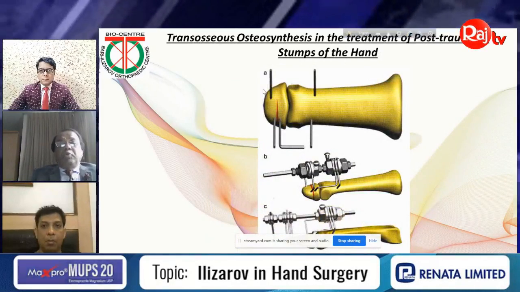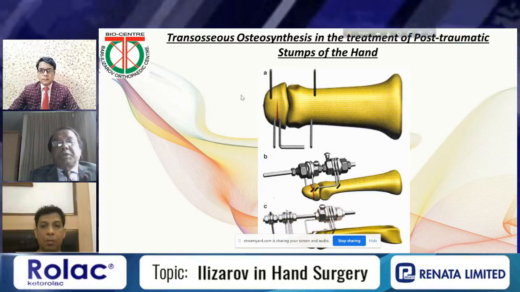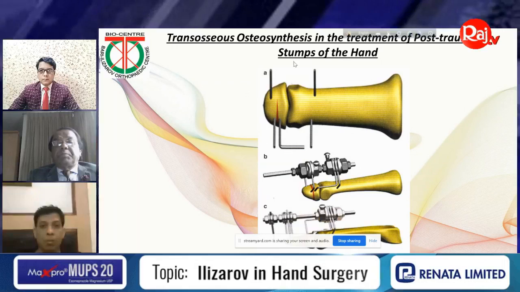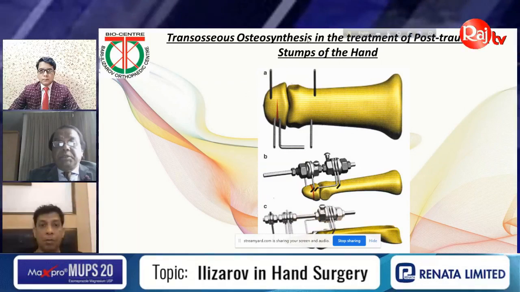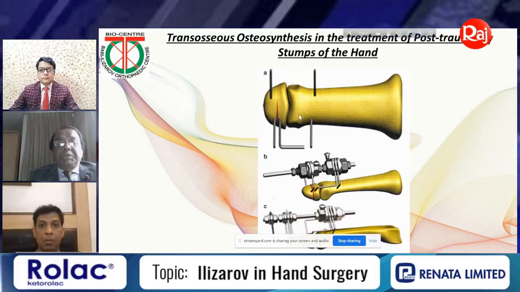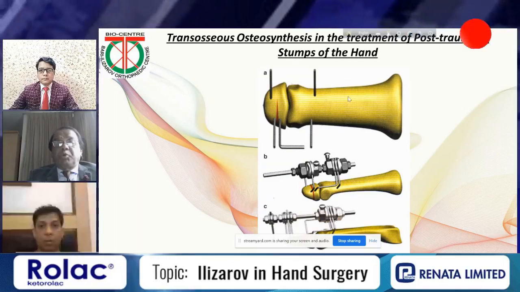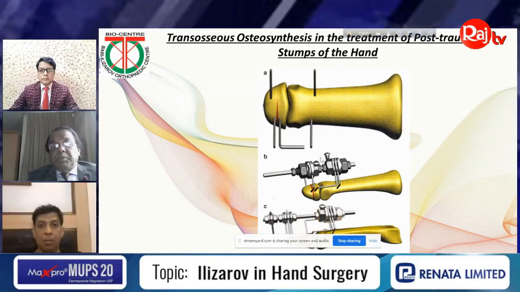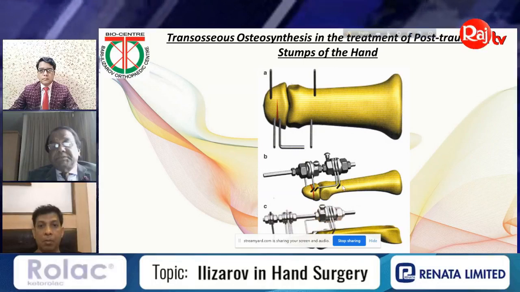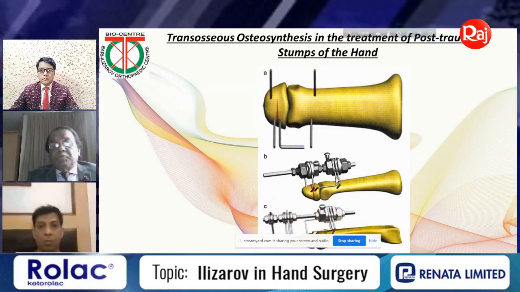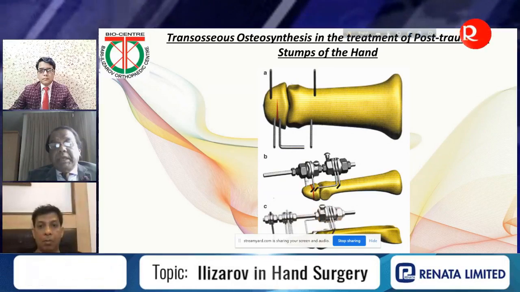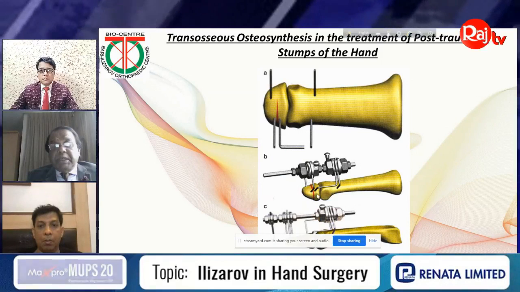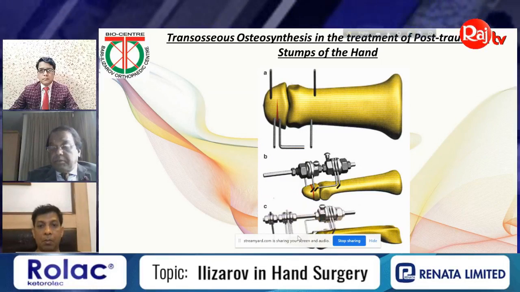And now, whenever we are putting, just look at this: transcutaneous osteosynthesis in the treatment of the post-traumatic stumps of the hand. If you want to do a lengthening, this is your one part of the bone, this is a joint, this is your remaining part. Now see, very simple. You put the wires like this, fix this one, and two wires you just fix here, and then go for lengthening here.